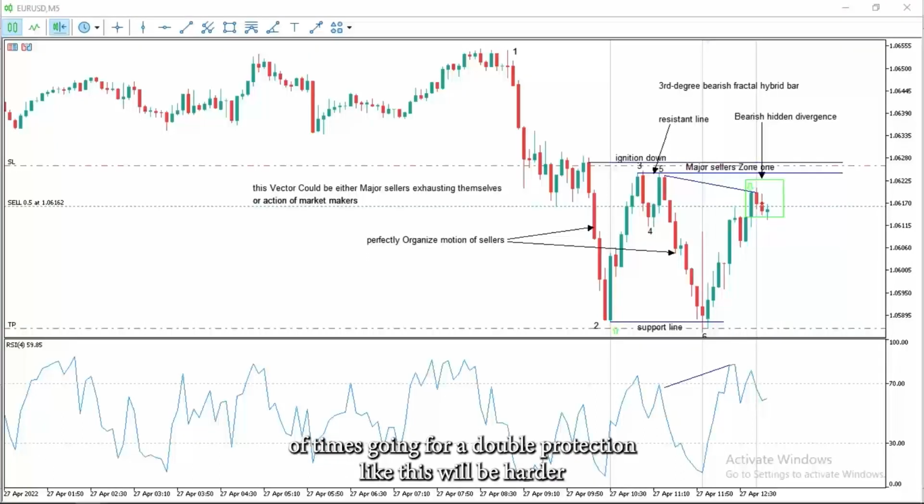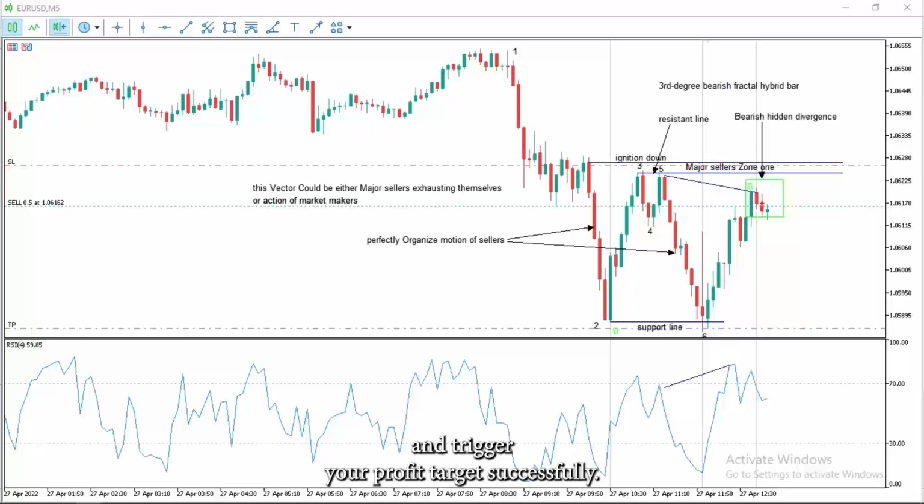A lot of times going for double protection like this will be harder, because of the principle of trade location. Once you increase your stop-loss size, you need to increase your profit target size, which makes it harder for the price to reach and trigger your profit target successfully. My profit target is placed at the extreme of vector 6. If I am correct about the sellers, then my profit target will be hit successfully, generating 3% more profit in my equity curve. And if I am wrong, I will only lose 1% of my equity.